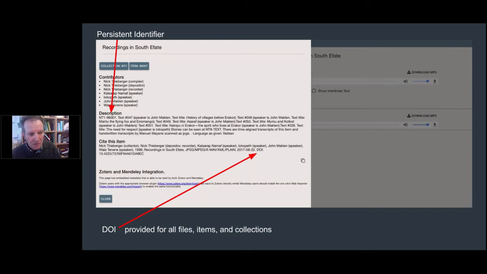More recently, in the last couple of years, we've put DOIs through the whole collection. So we have DOIs from the level of each file up through items and up to the collection level. You can see also that we have Zotero and Mendeley integration. So that also makes things findable in that people will cite these items using this form and they can click and insert them into their Zotero or Mendeley databases.